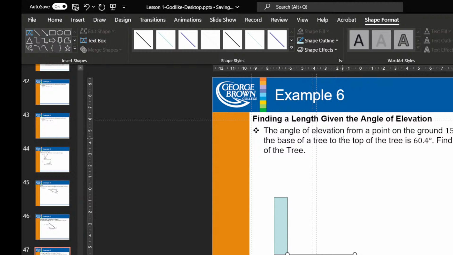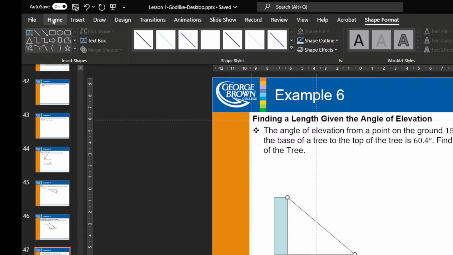And it says the angle of elevation from a point on the ground, from here, from the base of the tree to the top of the tree, is 60.4 degrees. That means what they're asking is from here to here, right? This in here is 60.4 degrees. That's what it's asking, right? And then find the height of the tree. If I have this and I have this, what's this? That is what I'm saying.